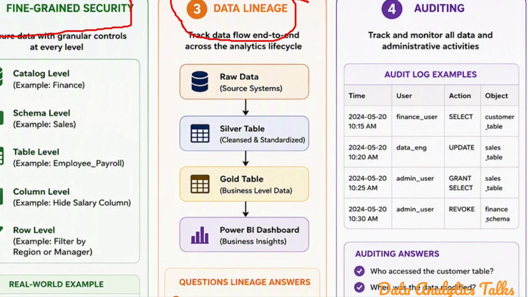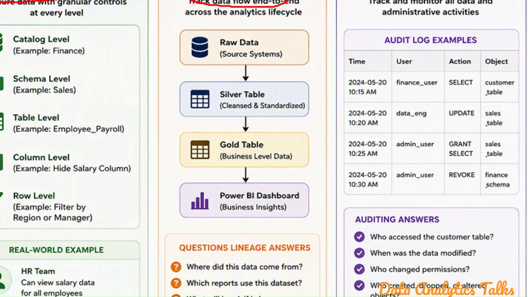For example, we have the raw data coming from the source system. Then we have the enrichment, cleansing, and standardization, all happening at the silver level. Then we have business level data, which is the gold level. So we have bronze, silver, and gold, and we have the consumption layer like Power BI dashboard, Tableau dashboard, SAS dashboard, where we are having the business insight. So, what is lineage?